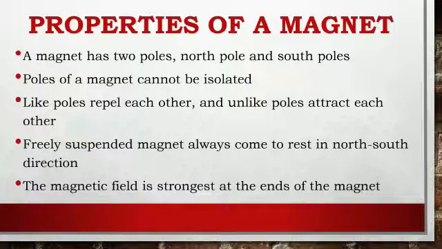Properties of a magnet. A magnet has two poles, north pole and the south pole. The poles of the magnet cannot be separated or isolated. Like poles repel each other while the unlike poles attract each other. A freely suspended magnet always comes to rest in the north-south direction. The magnetic field is strongest at the ends of the magnets, or what we call the poles of the magnets.